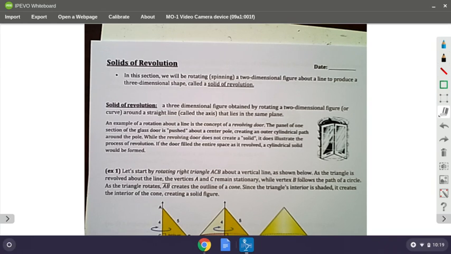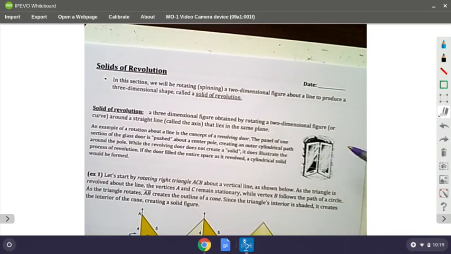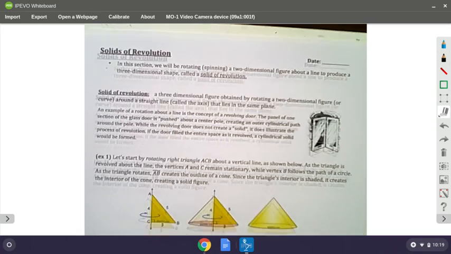Okay, so here's another example of what a solid of revolution is: if you've ever been through a revolving door, picture that as the doors spin around, they create a cylinder. So each of these things that we're going to do, the shape is going to create a solid. Your job is to figure out what solid it creates and then find the volume of it.